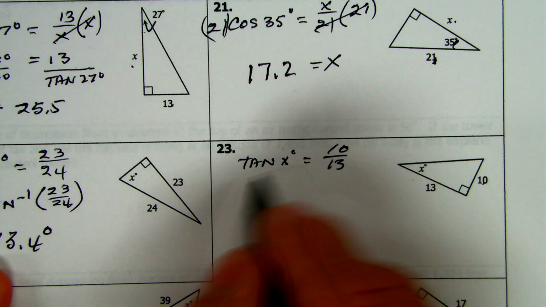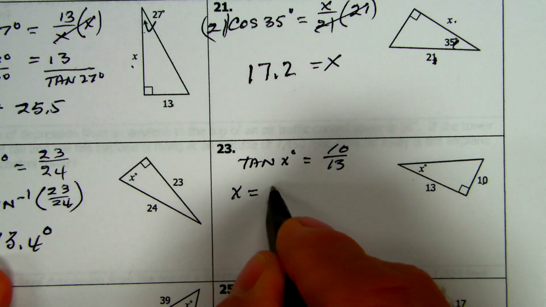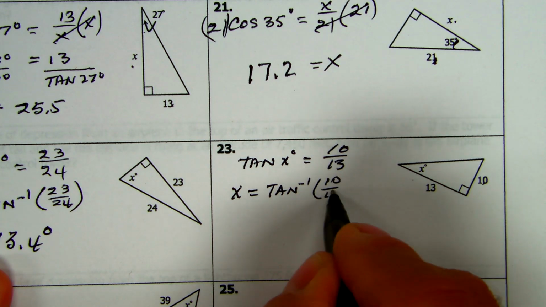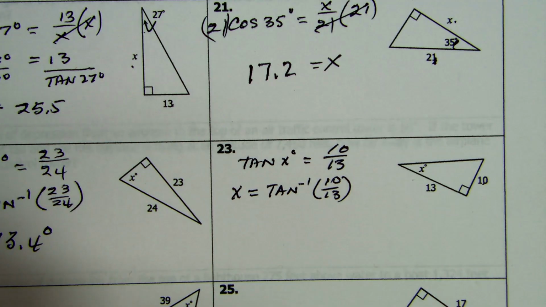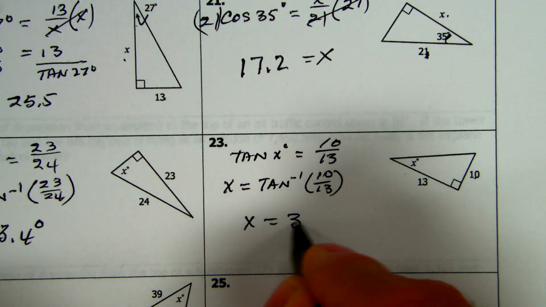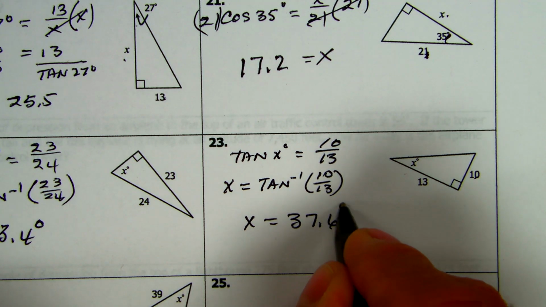Okay, so now we're going to say x is equal to the inverse tangent of 10 divided by 13. So if I put that in my calculator, I'm going to say second tangent of 10 divided by 13. If I do that, I get 37.6. X is equal to 37.6 degrees.